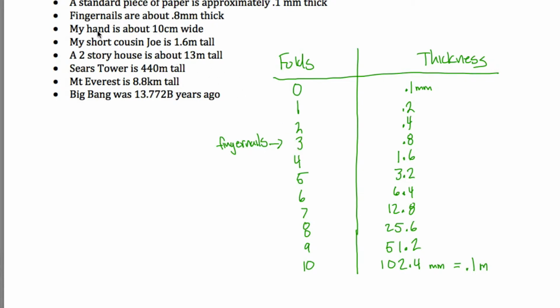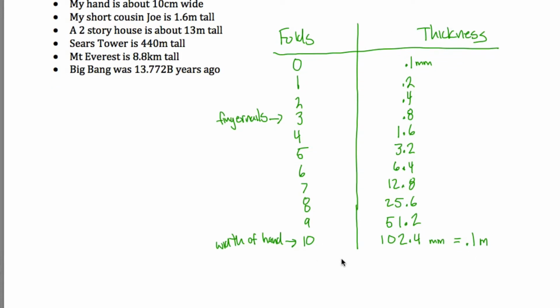And your hand width, from your pinky to your thumb, if you want to think about it that way, is about 10 centimeters. Well, let's see, 10 centimeters, I kind of screwed with my units here, but I can fix that. That's 100 millimeters. 100 millimeters, that's what I came up with right here. This is a hand thickness, hand width. So okay, after 10 folds, we're up to the width of a hand. So where are we going to end up after 50 folds?